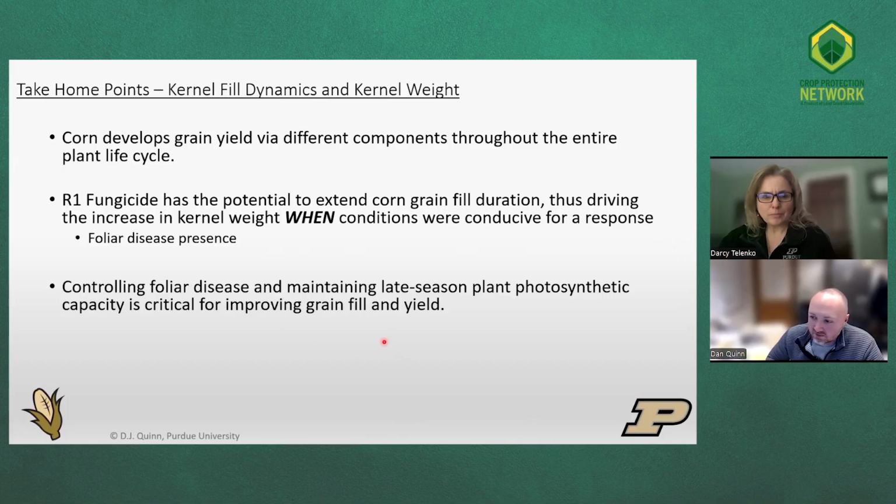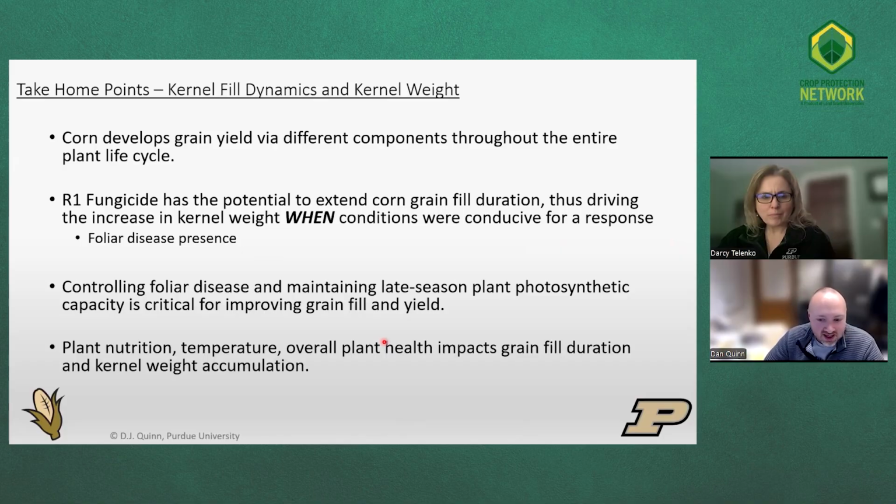And then lastly, I think if we're able to control foliar disease, it's able to maintain some of that late season plant health, some of that late season plant photosynthetic activity and capacity, which is critical for improving corn grain yield. And it's not just fungicide, right? It's not just foliar disease control. It's just stress in general. If that plant is maintaining its health, it's maintaining its photosynthetic activity later in the season, and doesn't have something that is negating or reducing that, in many ways that grain fill duration is going to extend, right?